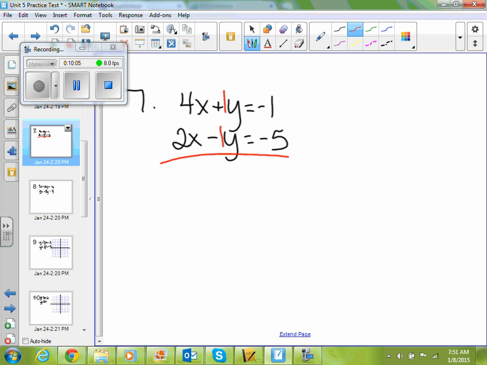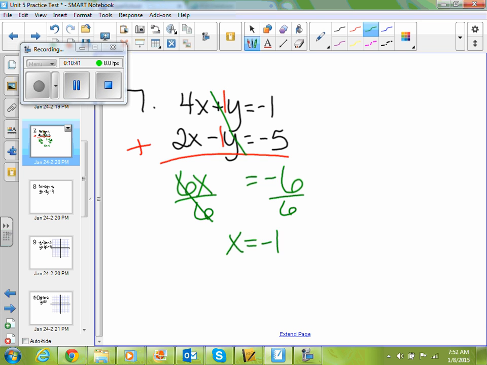Then we look at the signs. Top one is positive, bottom one is negative. When they are opposite signs, you add your equations. So we're going to add our two equations together. So if I do that, 4 plus 2 is 6x. My y's cancel. And -1 plus -5 is -6. Then to finish solving that for x, I divide by 6 on both sides, so x equals -1.